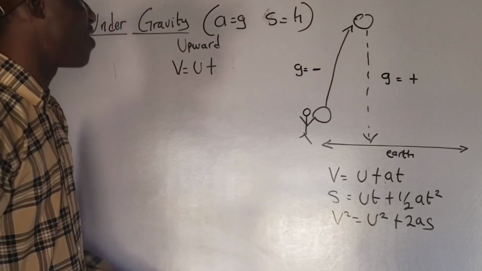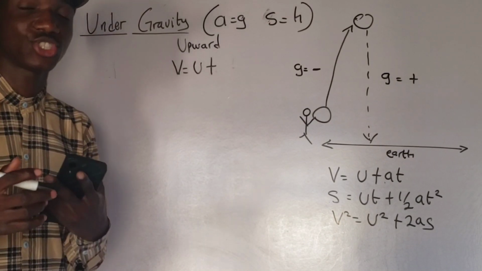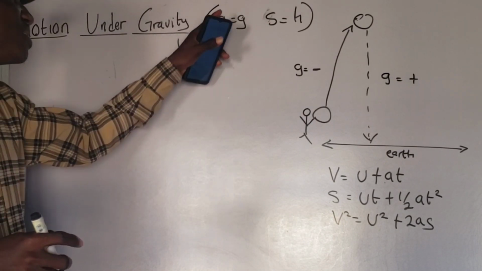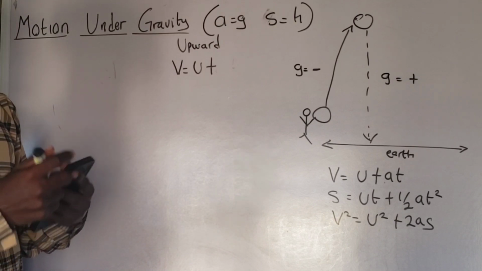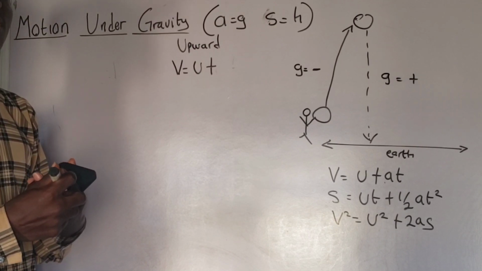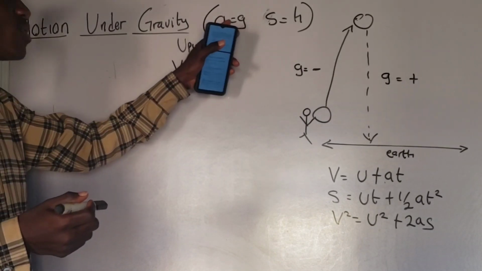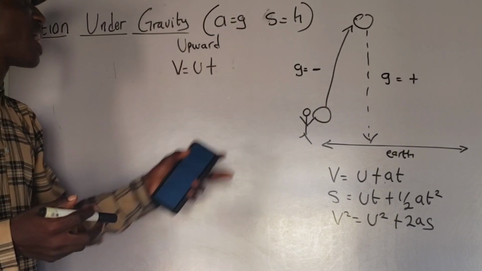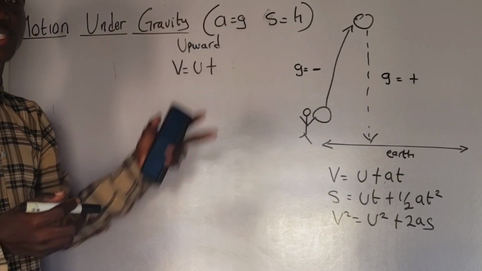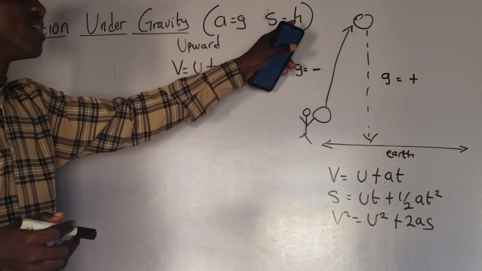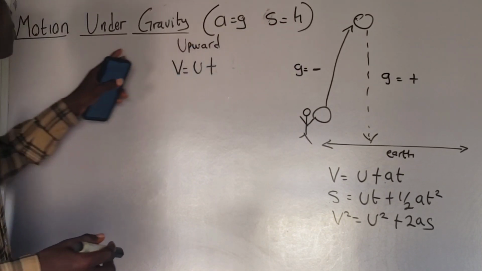Now there are two parameters that change. The first parameter is the a. In motion under gravitational acceleration, the a equals g. And the second one is s. S is distance. The s equals h when we are dealing with motion under gravity.